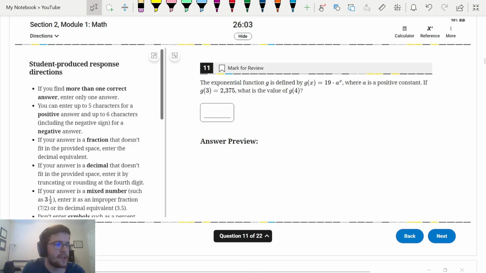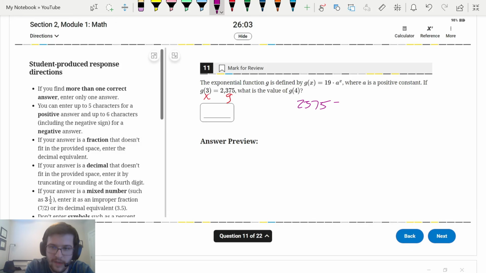Okay, so anytime they give you an equation and a point, you're going to plug in the point. The thing inside the parentheses of the function notation is x, and the thing on the other side is y, or in this case, g. So we're going to plug it into the equation. So we get 2375 equals 19 times a, and then x is 3, so cubed.